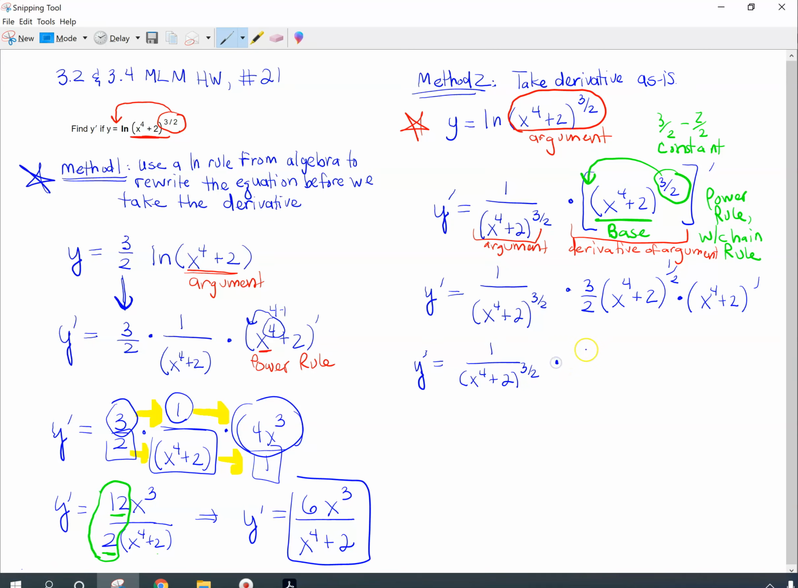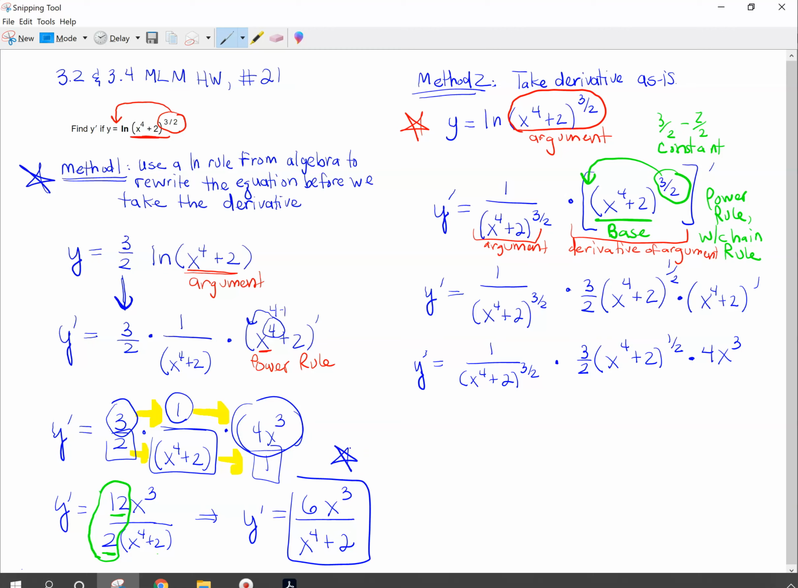I'm not quite sure. Okay, then I had the 3/2, and then I had the base to the 1/2. Now I have to tack on the derivative of the base, which we did earlier. So that's just going to be 4x cubed. So now the calculus is done. Now I just have to clean this up, and when I do, it's going to be equivalent to that derivative we got before.